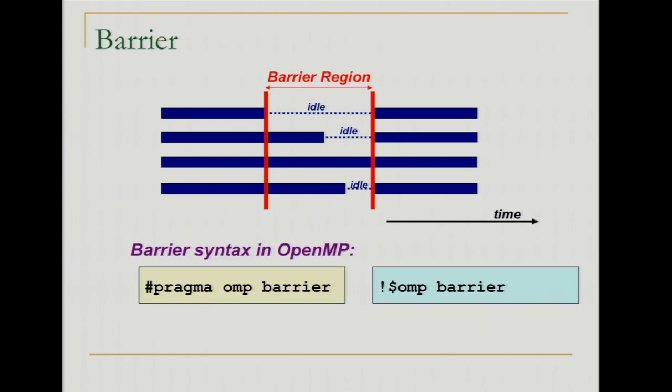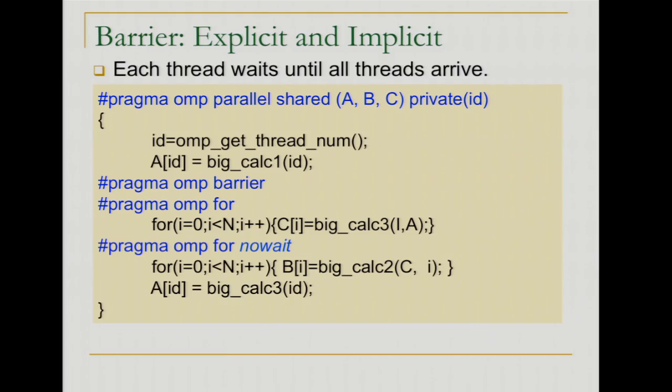However, it's still the most fundamental and the most important synchronization in OpenMP in terms of its availability. And as I said before, you can use it explicitly if you need it. So if it's not implied by a construct, you can actually insert a barrier. There is a construct to do that.